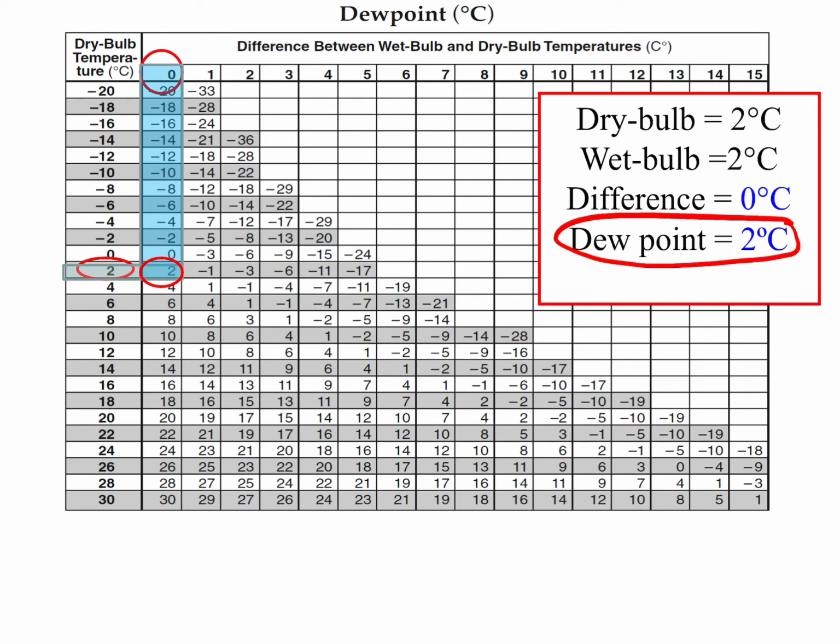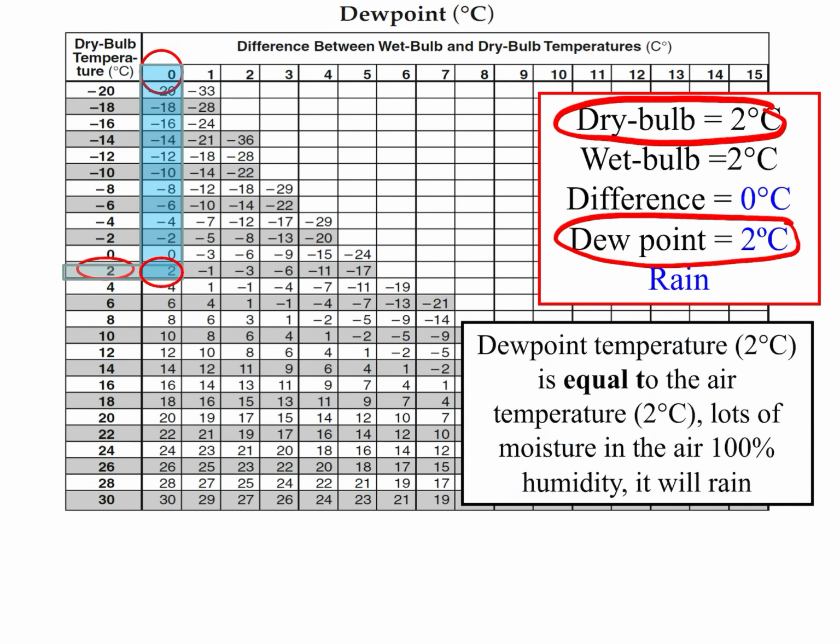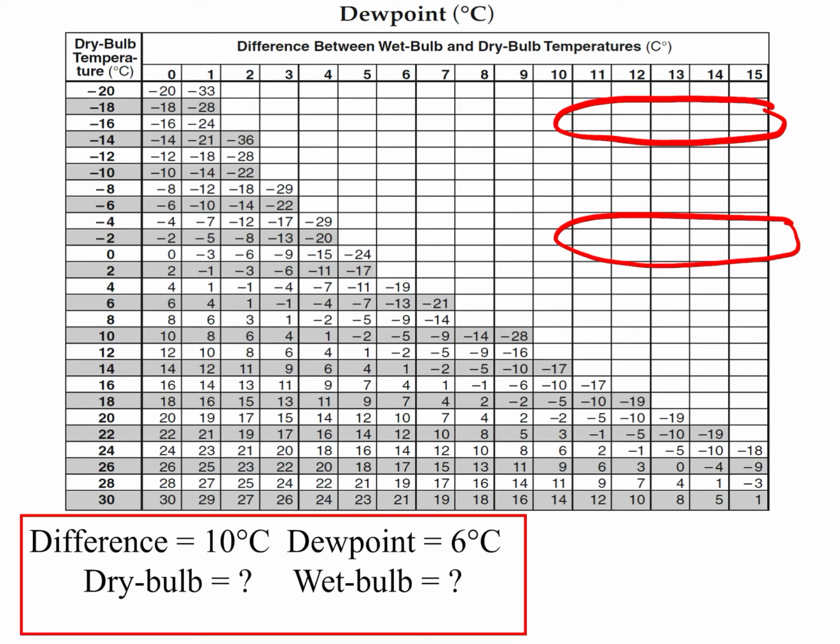So now look, dew point is 2, dry bulb is 2. They are equal, so that means we will have rain. When the dew point temperature is equal to the air temperature, which is the dry bulb, don't forget, then you have condensation and rain.